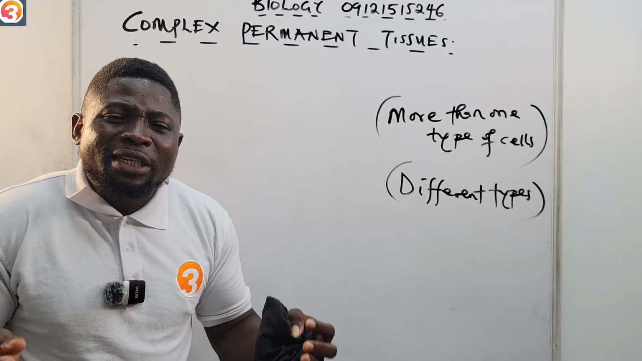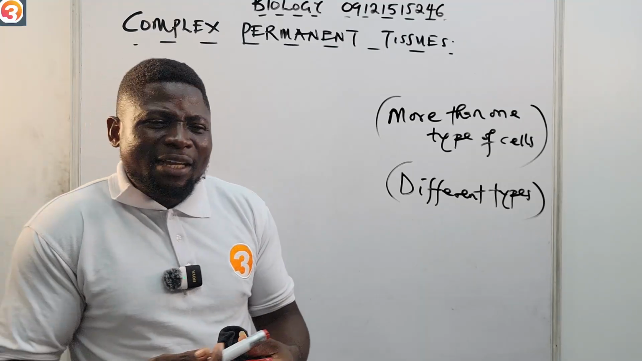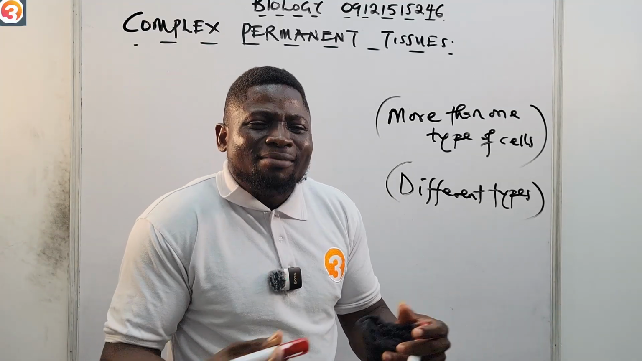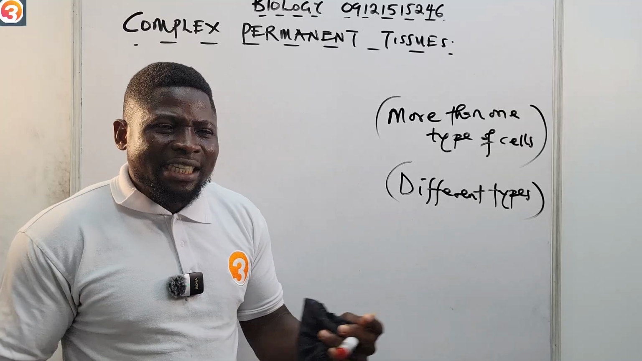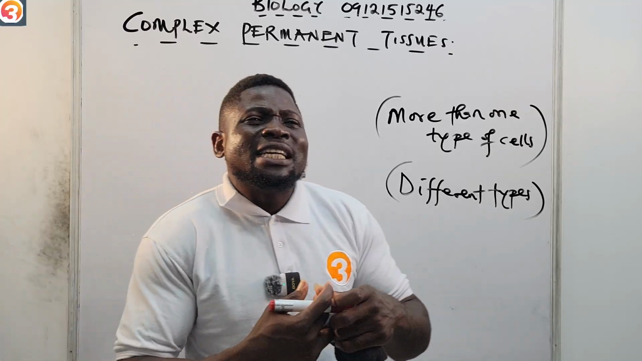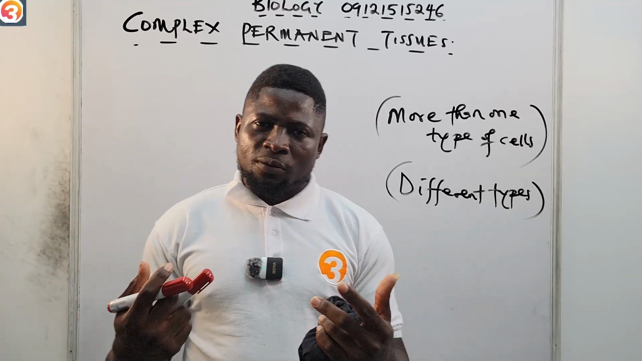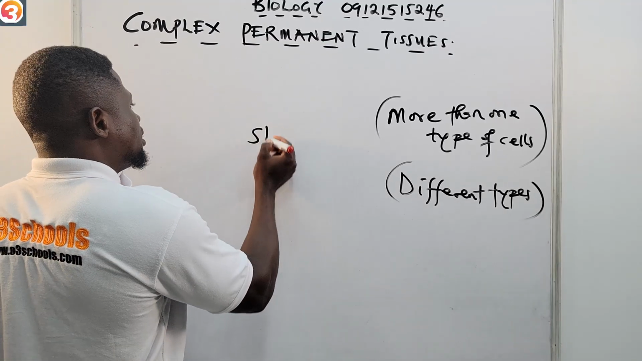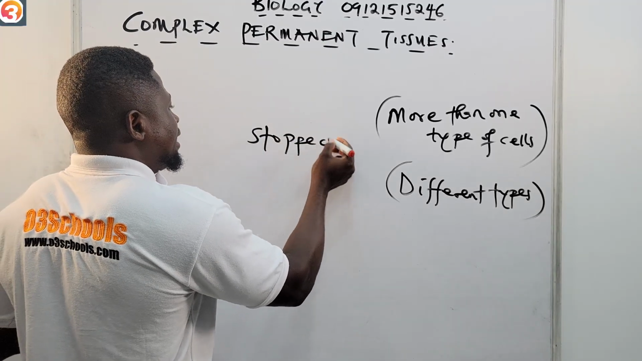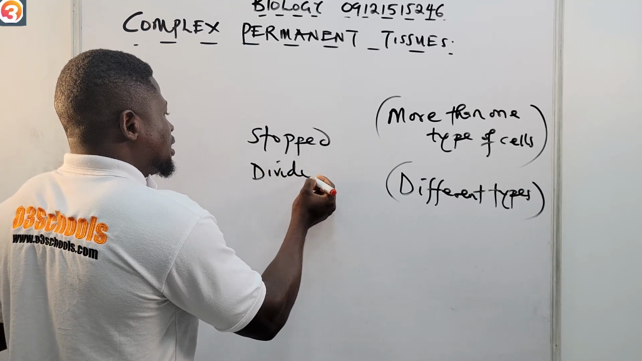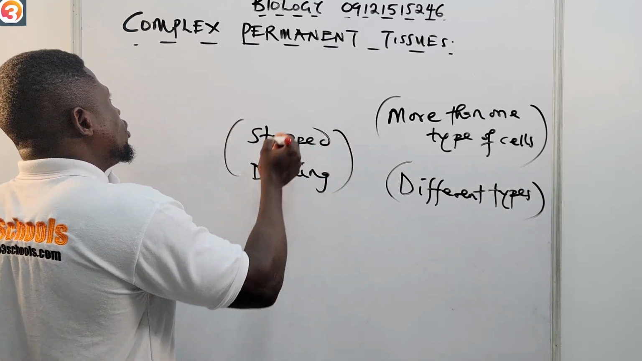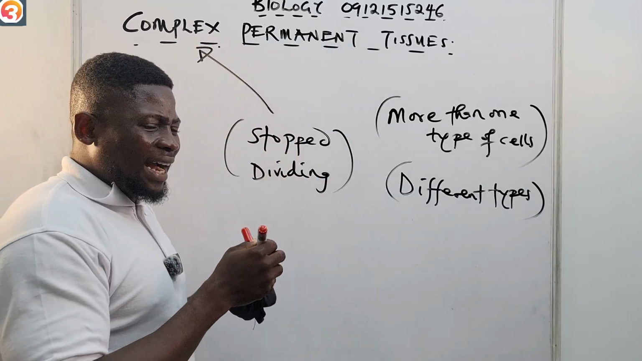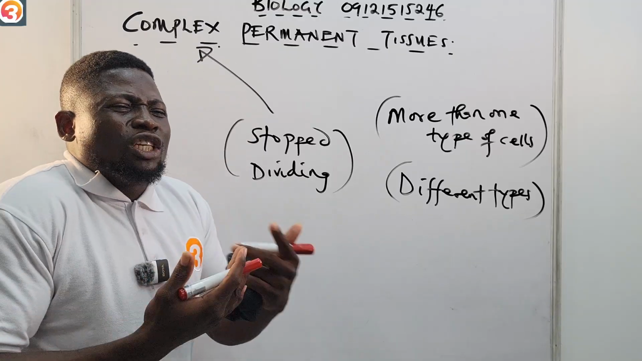And of course, as you know very well, complex permanent tissues have already lost their ability to divide. They have stopped dividing. That means that they now have specialized functions. Because they have stopped dividing, they now have a specialized function.